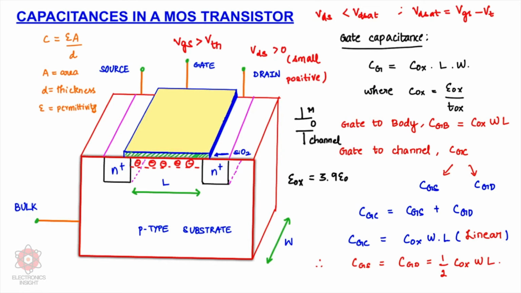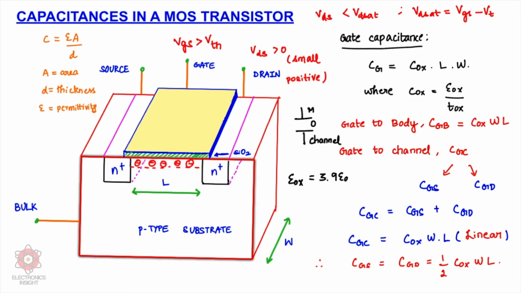The next capacitor is the gate to channel capacitance, which again behaves like a parallel plate capacitor. Here the channel will have the influence of both source and drain, where the channel is formed in a way that it is exactly halfway from the source and halfway from the drain.